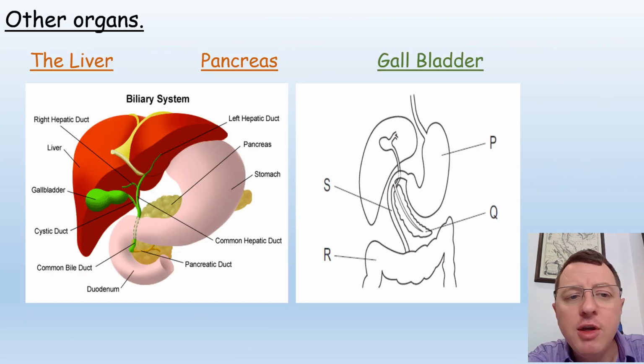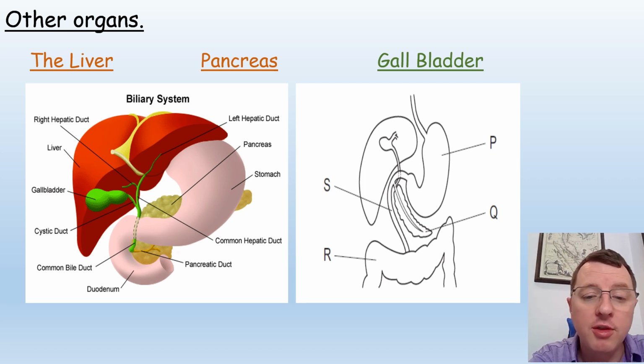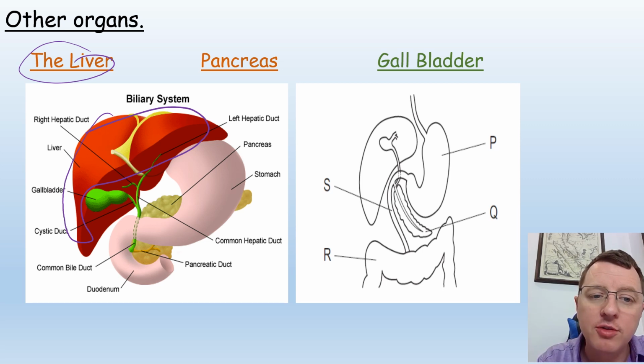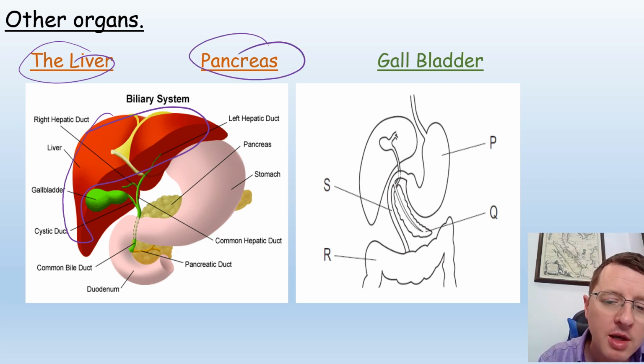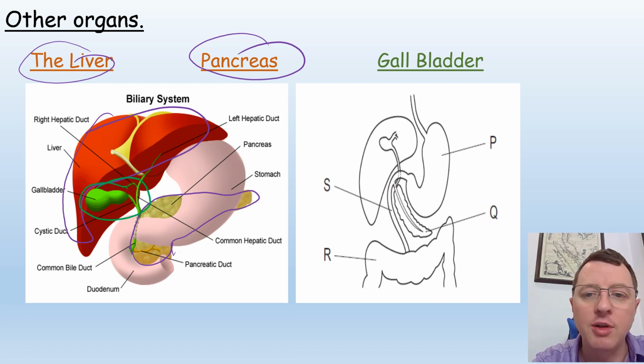There are 3 other organs that we need to consider, which are technically not part of your digestive system, but they work with your digestive system so closely that I'm going to include them here. We have to think about the liver. The liver is this large reddish organ here. We have to consider the pancreas. Now the pancreas is sort of this organ that's just hiding behind the stomach there. And we have to consider the gallbladder, which is just below the liver here, and I'll circle in green.